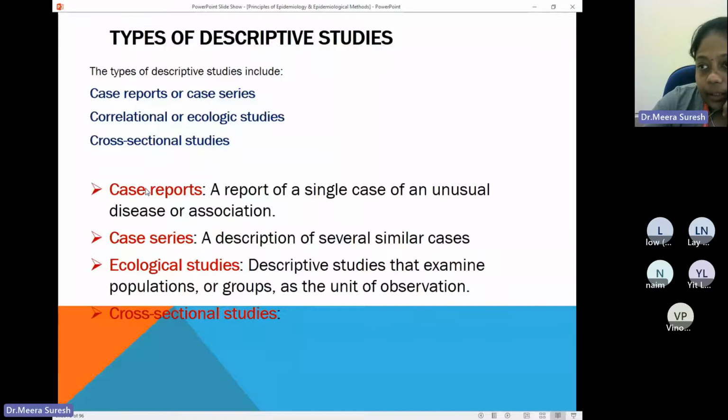So a case report will be the report of a single patient who is having one disease or an unusual disease or an unusual associated disease or something like that. So that is a case report. And if it is a series, so many reports of one particular disease combined together, it will give rise to a case series. So case report is a single case, and case series is actually a description of several similar cases.